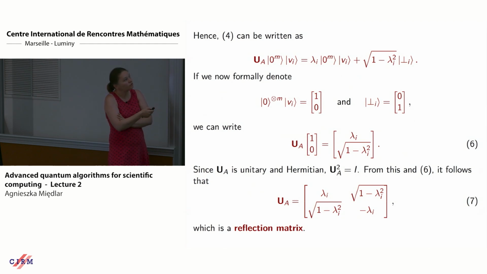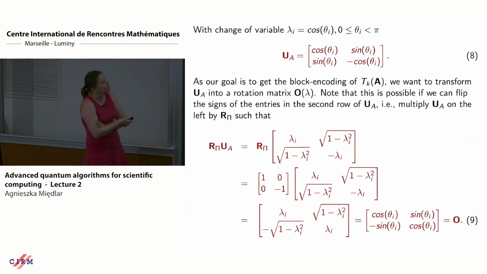If I apply it to 1, 0, I will get this one, and the other part is this. If you look at this, it is nothing but a reflection matrix. You can again do this change of variables to have it in terms of cosine and sine, but this is the reflection matrix. So the block encoding UA is a reflection matrix.